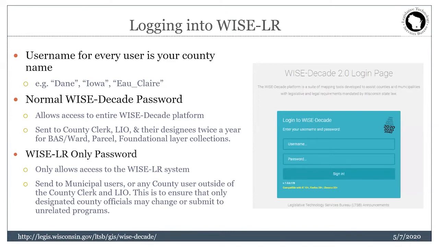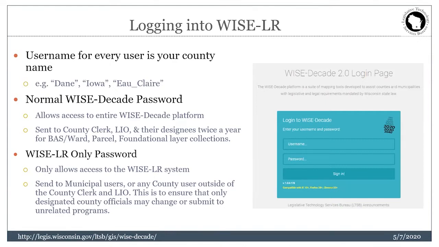But right now you have a current login to the WISE-Decade system, which is your username being your county, Dane, Iowa, Eau Claire, and a normal WISE-Decade password that is given to the county. There's also a secondary password we've added for the WISE-LR system. Since WISE-LR is a subsection of the WISE-Decade platform, and many people will be accessing the local redistricting software that aren't normally accessing WISE-Decade, such as municipal users, county staff that have usually not any interaction with the GIS world.